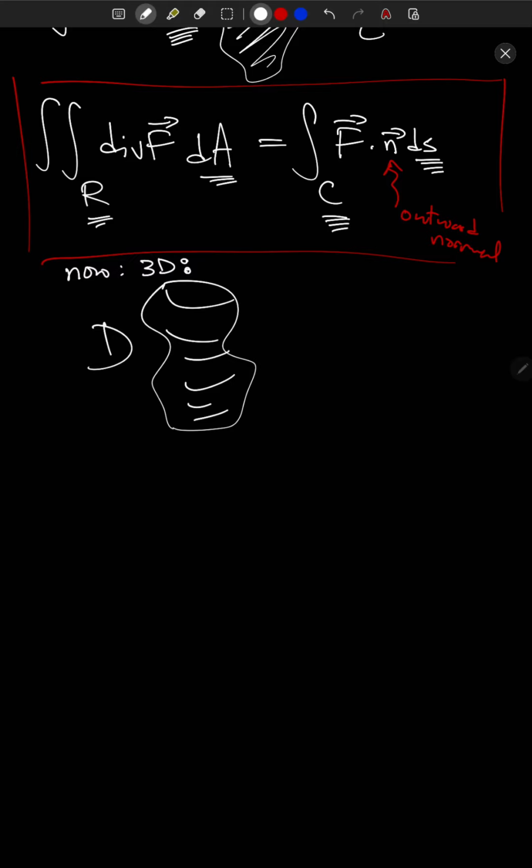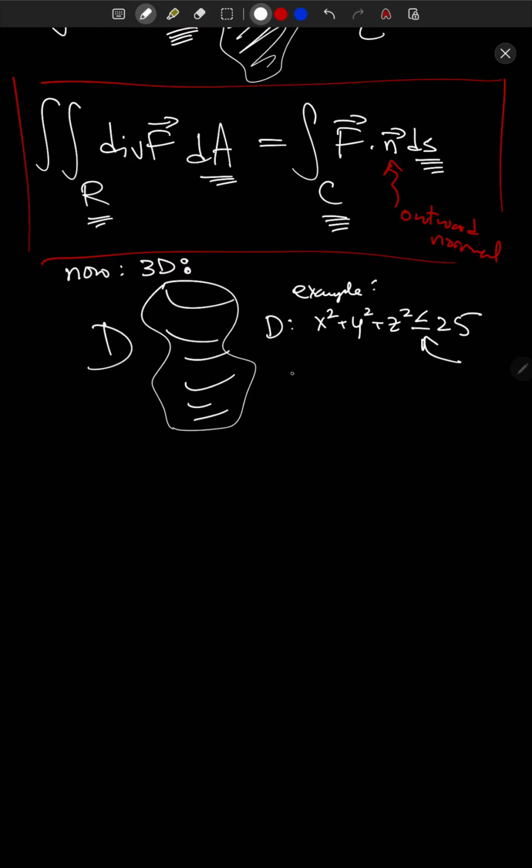So this is impossible to draw, so I'm going to put a mini example here. x squared plus y squared plus z squared less than or equal to 25. All right. So this is a solid because of the less than or equal to sign. That's the important feature that makes this a solid as opposed to a surface. Okay. So this is my D.